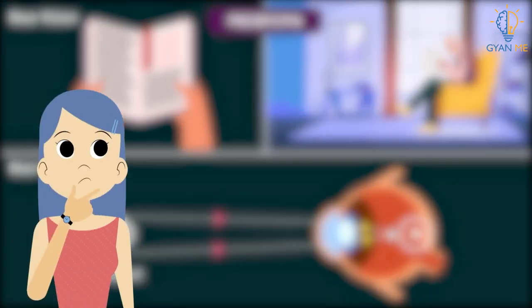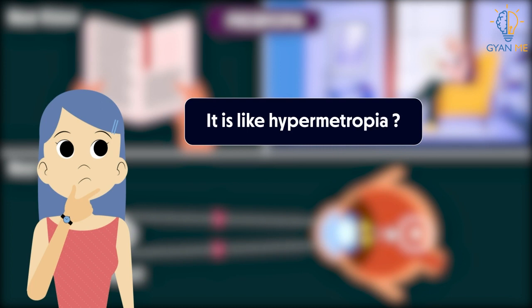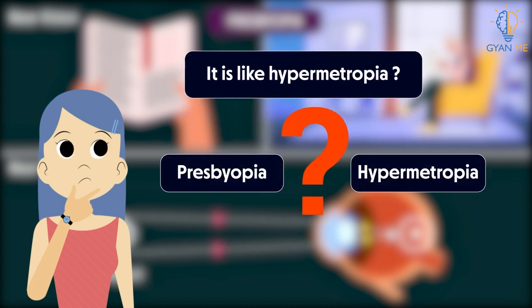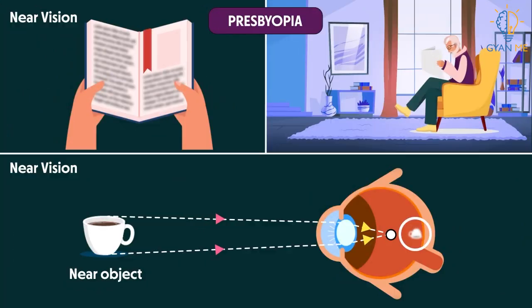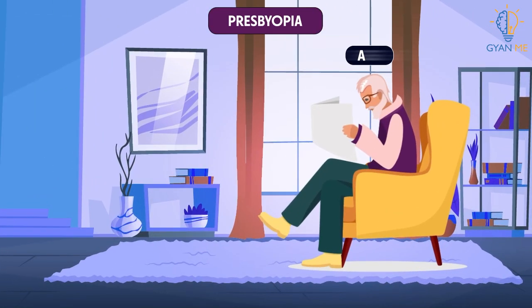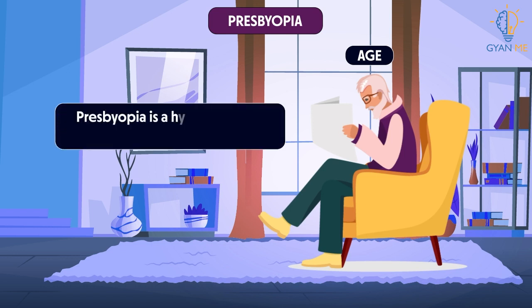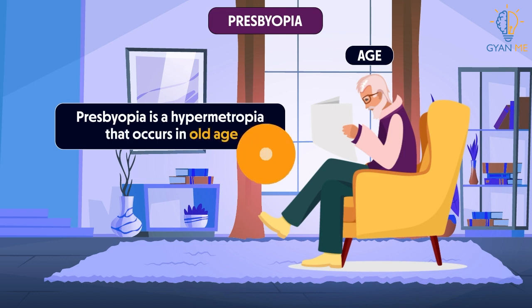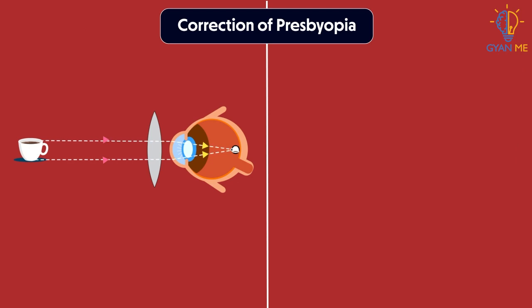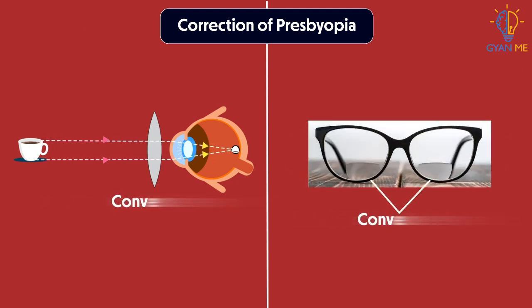So then you'll think that it is like hypermetropia. So what's the difference between the two? Well, the difference is in the age at which this happens. In simple words, we can say that presbyopia is a hypermetropia that occurs in old age. Now, to correct this defect, most spectacles have convex lenses of suitable power.